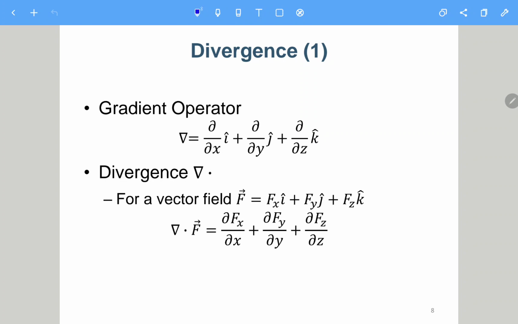We need to talk something about the mathematics. So in chapter 24, I have mentioned that this is a gradient operator. The gradient operator is like an upside down triangle. So in Cartesian coordinate, it is partial x times i, which is the unit vector in the x-axis, and then plus partial y j, partial z k. So in Cartesian coordinate.